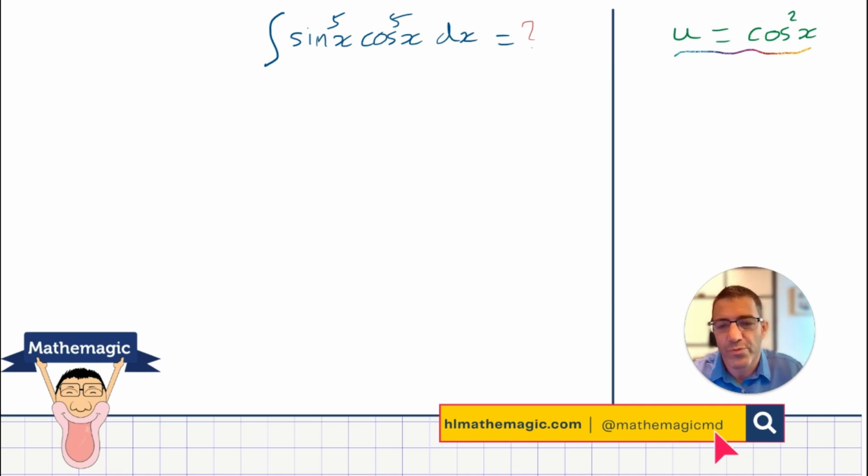So for today's video, we have to integrate sin x to the power 5 times cos x to the power 5 dx, and we're forced to use the substitution u equals cos squared x. Let's try it out.